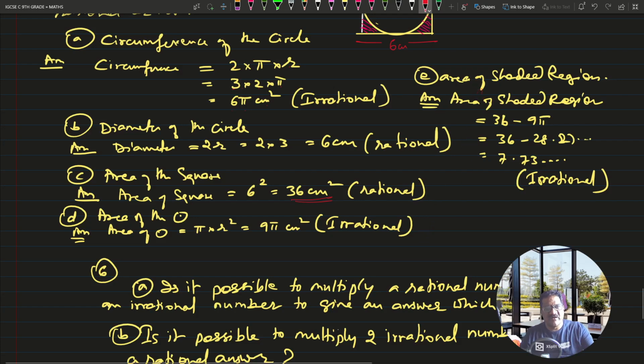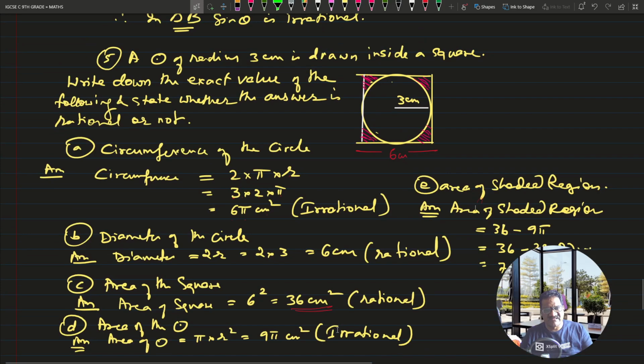E. Find the area of the shaded region, whether it is rational or irrational. Now, area of the shaded region will be area of the square, which is 36, minus the area of the circle, which is 9 pi. Now, 36 minus 9 pi will work out to 36 minus 28.2, which works out to 7.73 dot dot dot. When there are dots like this, that means it is an irrational number. That was question number 5.